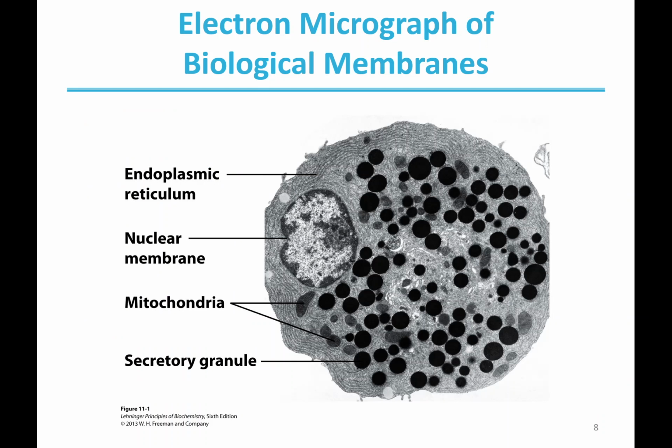This picture shows how many membranes are inside a eukaryotic cell. The plasma membrane would be on the outside of this, but this is showing all the membranes inside. You have the endoplasmic reticulum, nuclear membrane, mitochondria have their own membranes, and then there are other compartments within the cell that contain membranes, like these secretory granules. So there's a lot of membranes going on inside a eukaryotic cell.